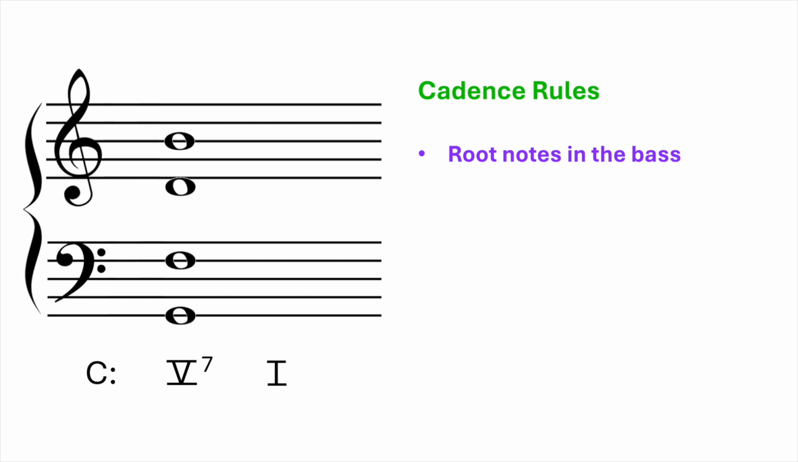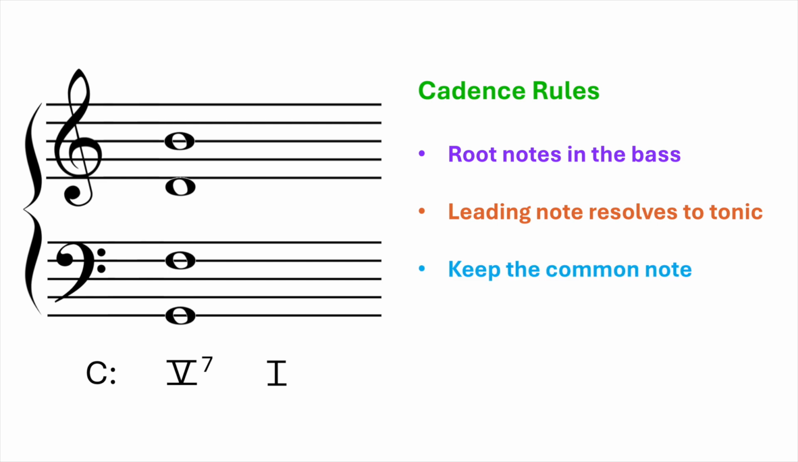We always want our leading note to resolve to our tonic. That's a really important part of the resolution. We want to keep our common notes where we can. And this is not a rule that we generally consider with perfect cadences, but in plagal cadences, we always want the 4th degree of the scale to resolve to the 3rd. Again, that gives us a lovely sense of resolution.